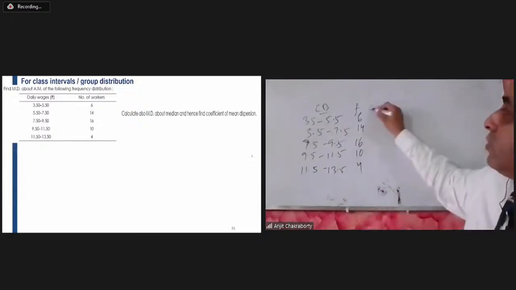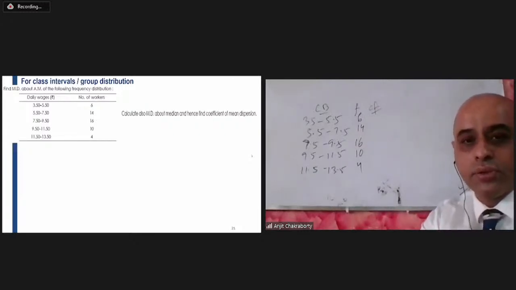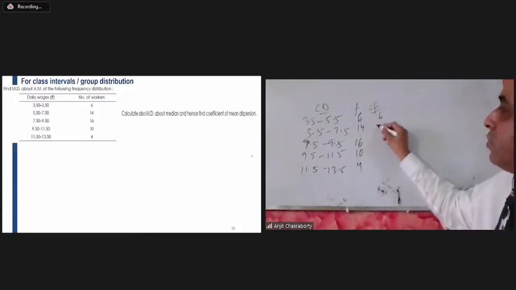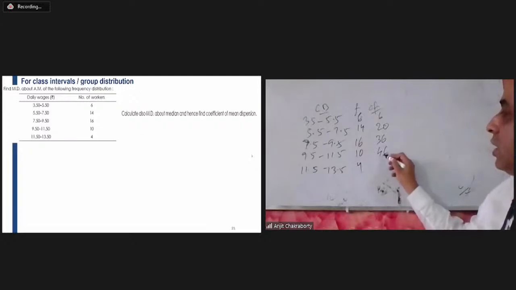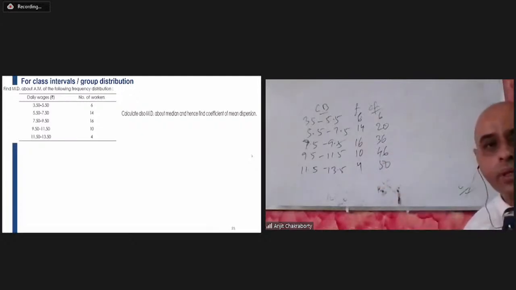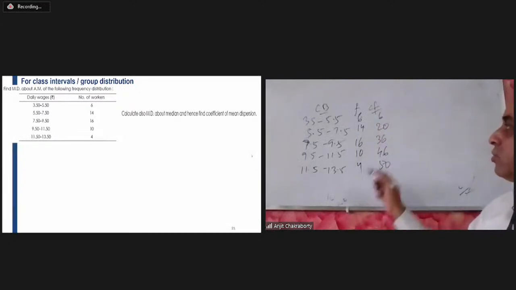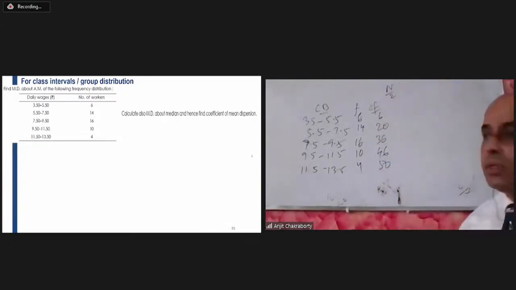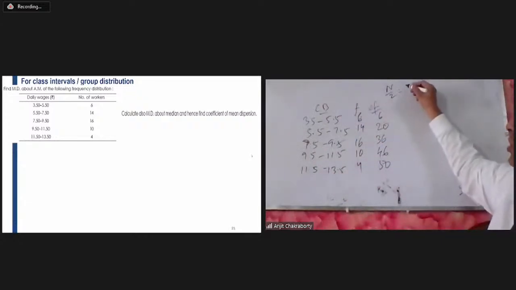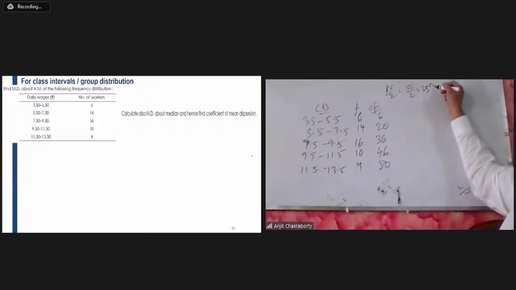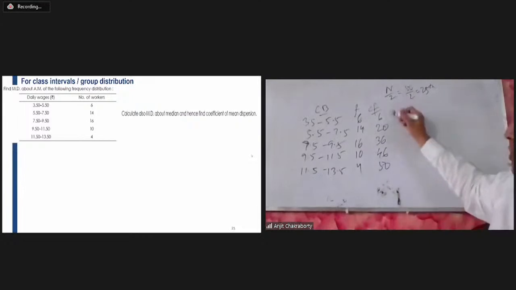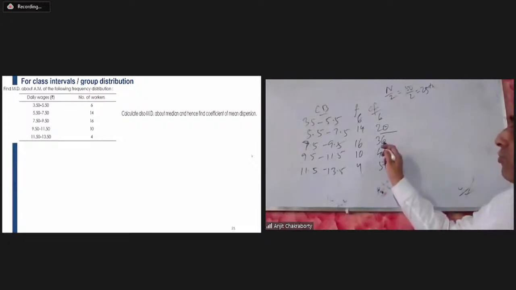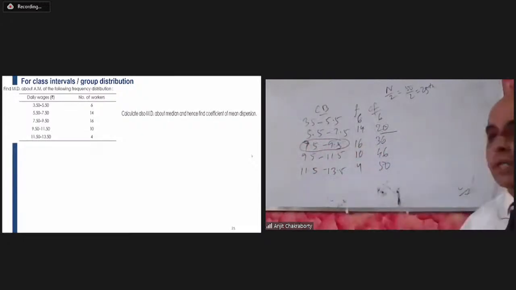We have to find the cumulative frequency, CF. So for the cumulative frequency, this is 6. 6 plus 14 is 20. 20 and 16 is 36. 36 and 10 is 46. 46 and 4 is 50. Okay, in this type of situation, you know the formula is n by 2 in grouped cases. So n by 2, here 50 by 2, that is 25th observation will be the median. 25th observation means it is somewhere here, between 20 and 36. So the median class is this one, 7.5 to 9.5.